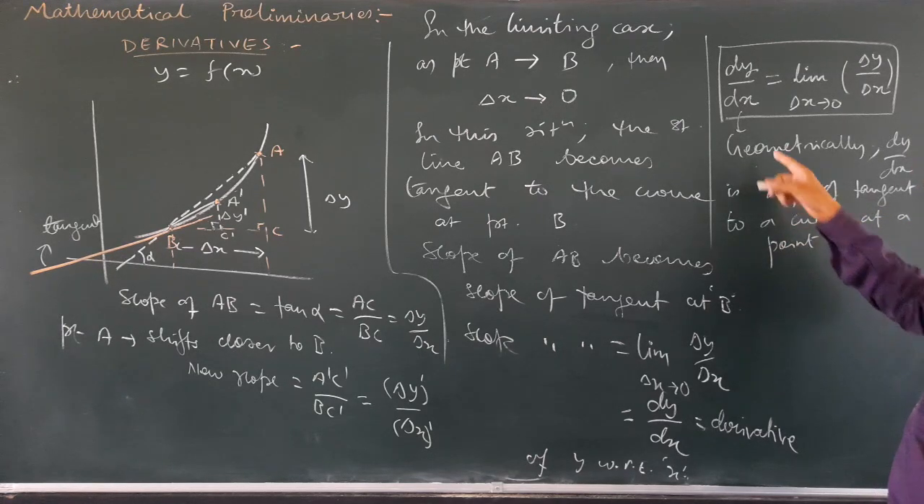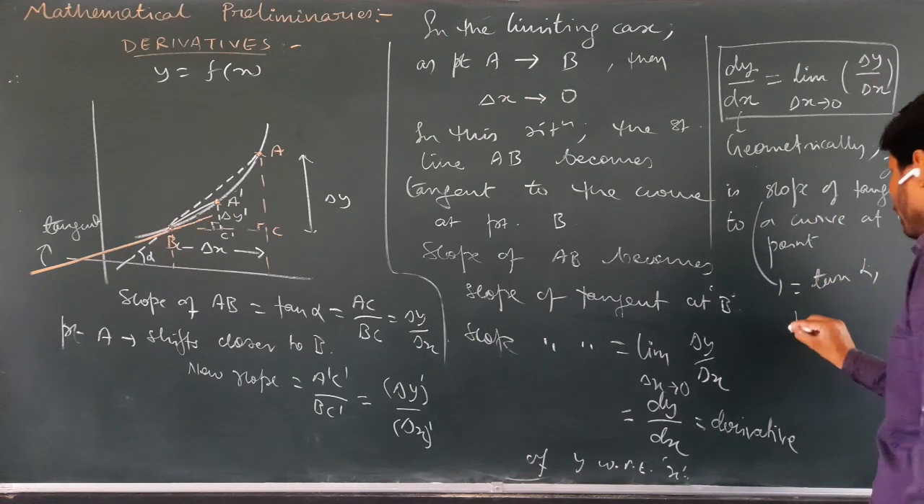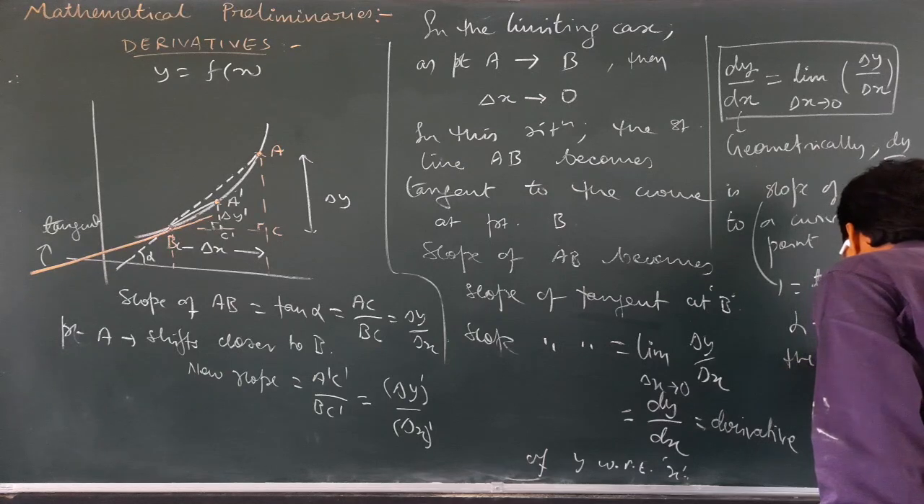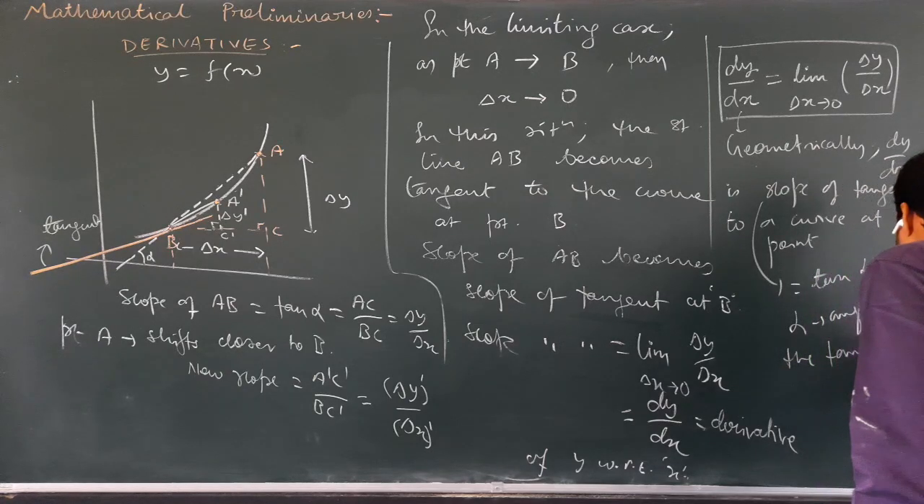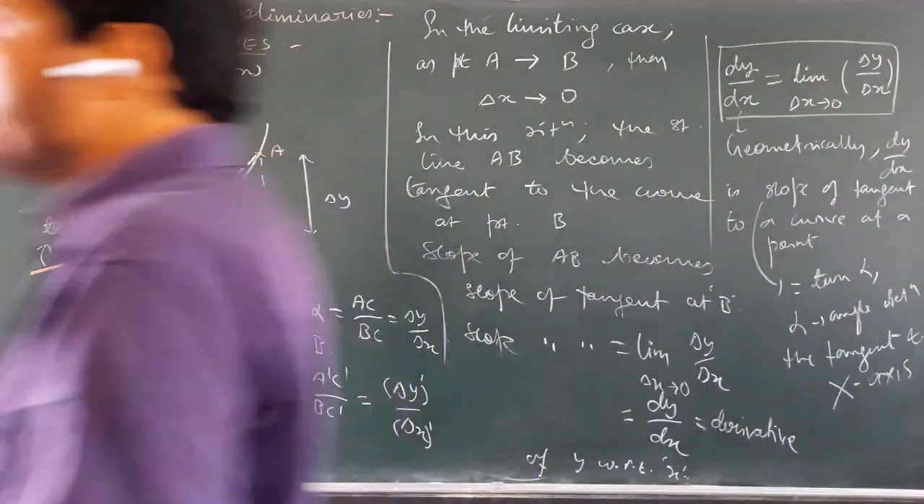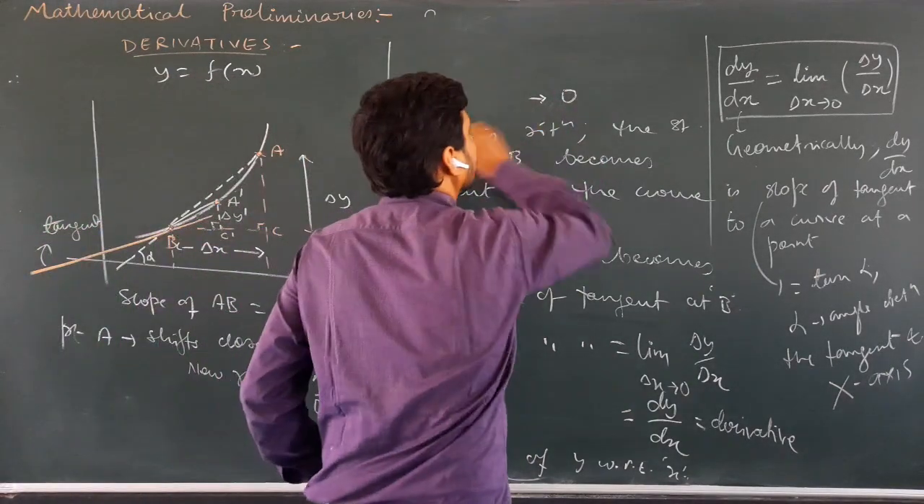And how do we find slope? Slope is equal to tan alpha, where alpha is the angle between the tangent and the x-axis. I have told you in the beginning the concept of slope, that is tan alpha. So let me now recapitulate the entire thing. What you should remember is this.